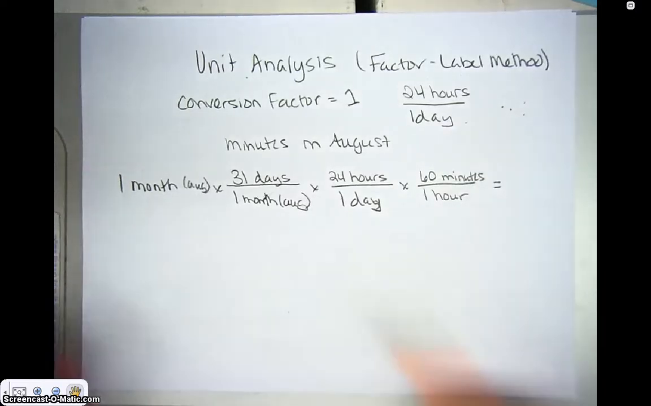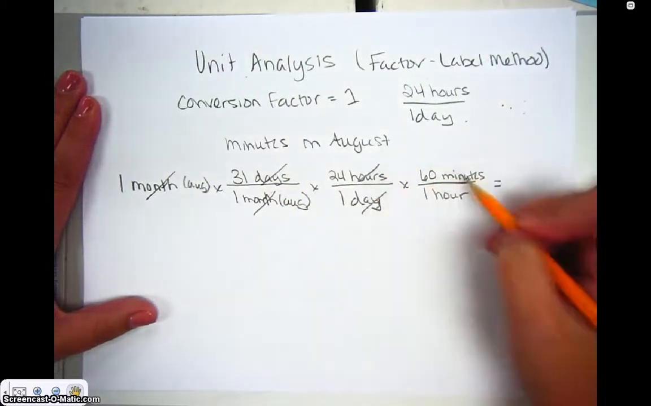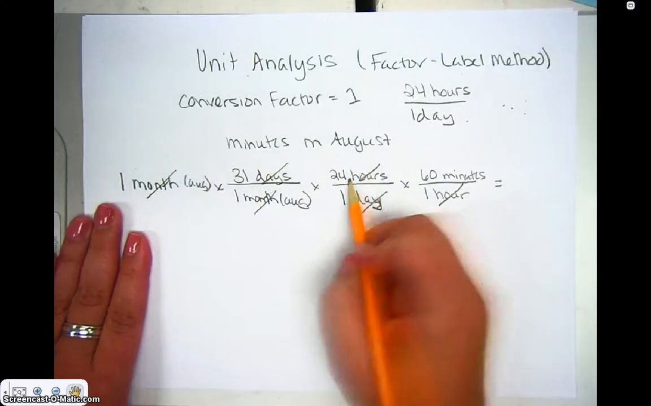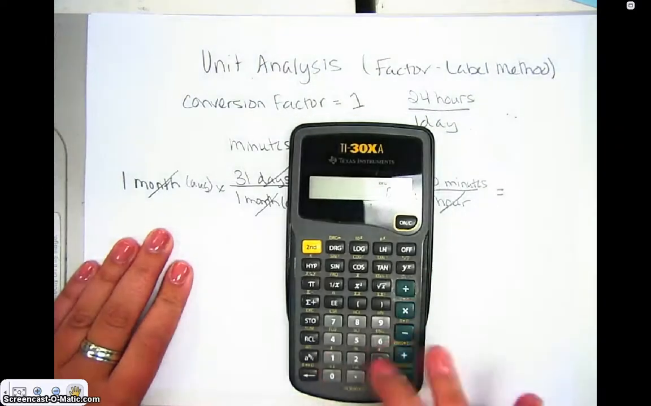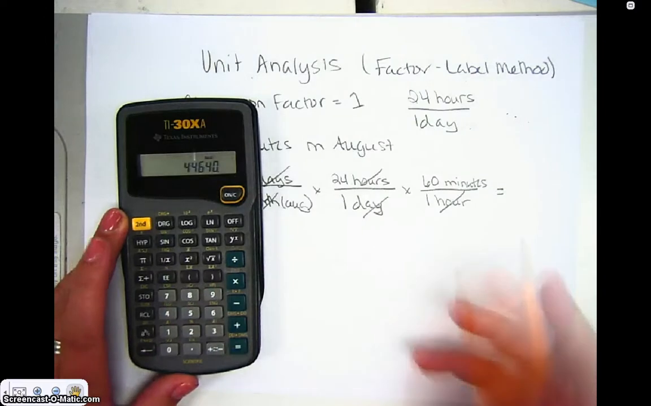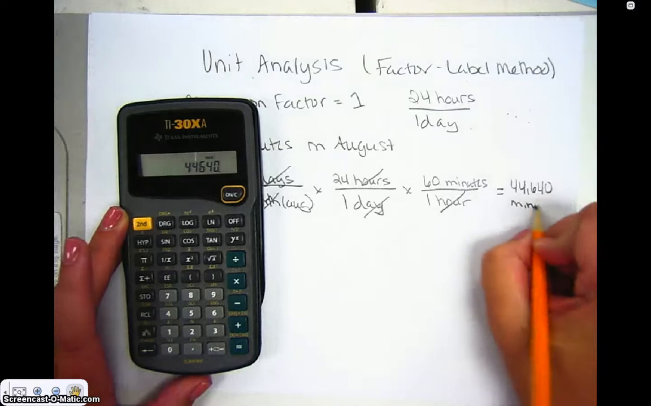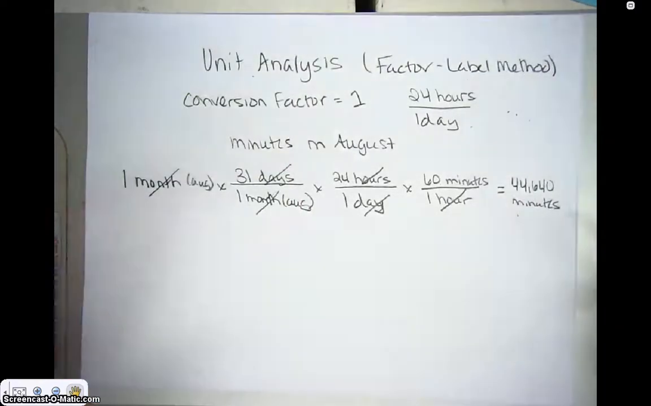Now, if we go through, we can see that months will cancel, days will cancel, hours will cancel. And so if I just take 1 and multiply it by 31 times 24 times 60, that should give me the number of minutes in the month of August. So 1 times 31 times 24 times 60 gives me 44,640 minutes in August. So that's how we set up a unit analysis problem. Let me come up with one more example just to show you.